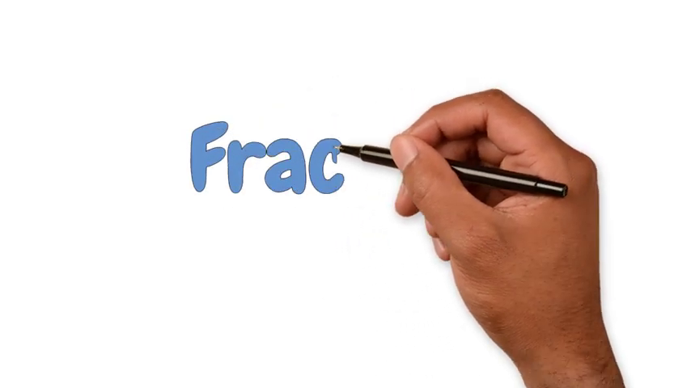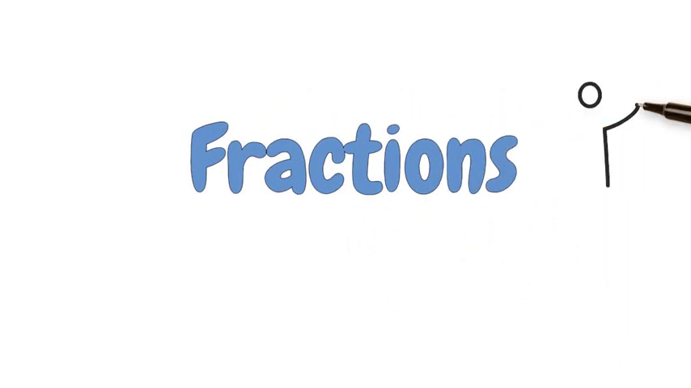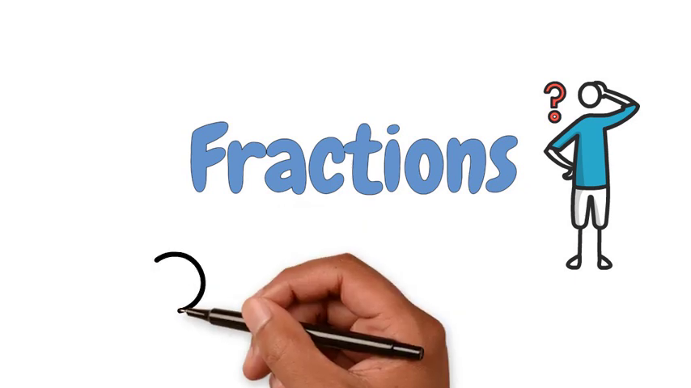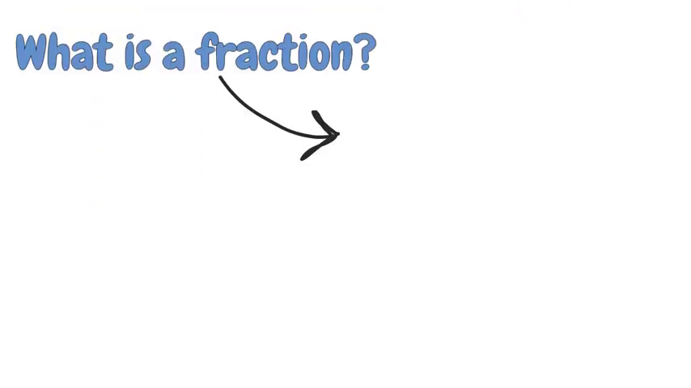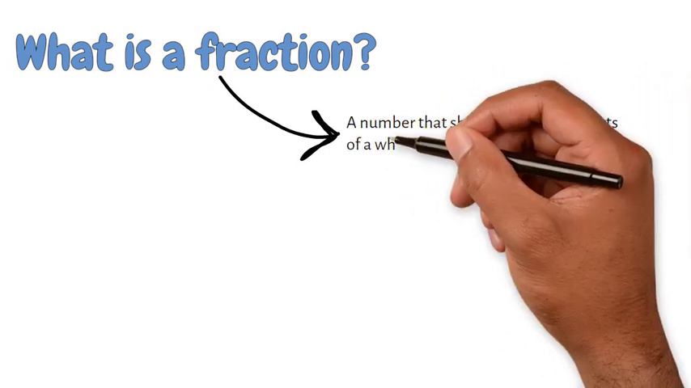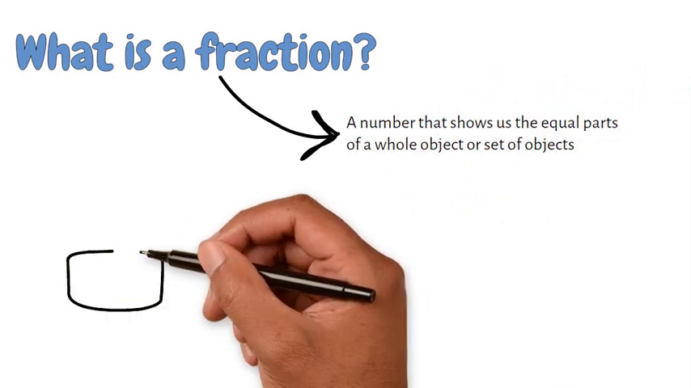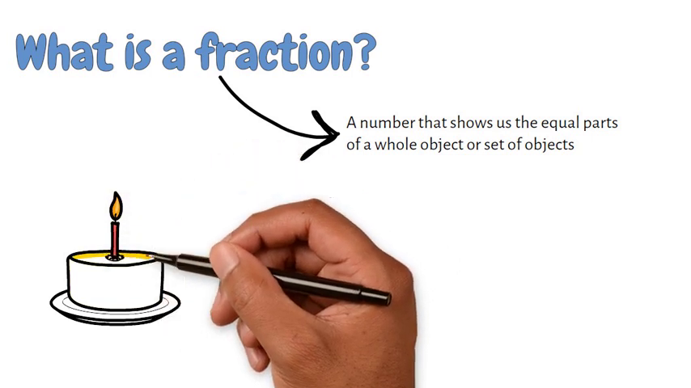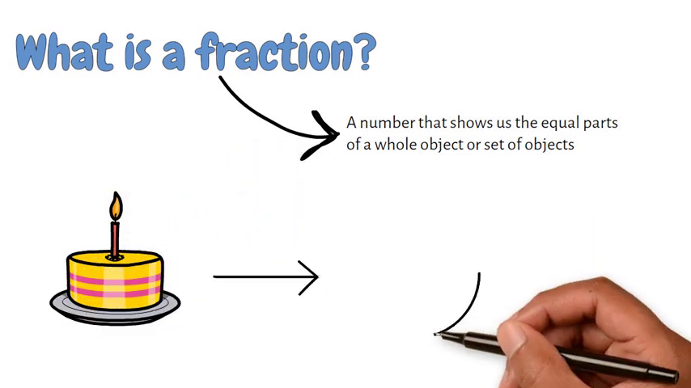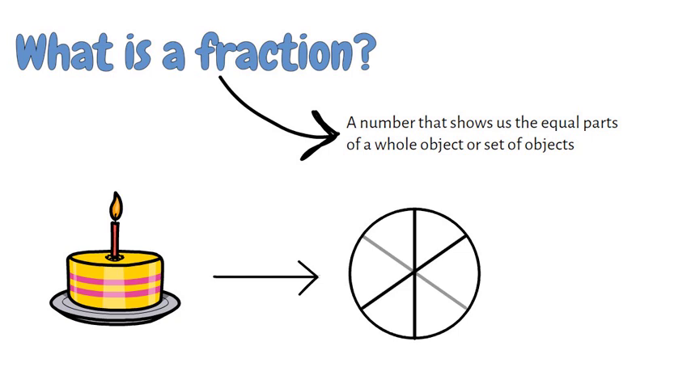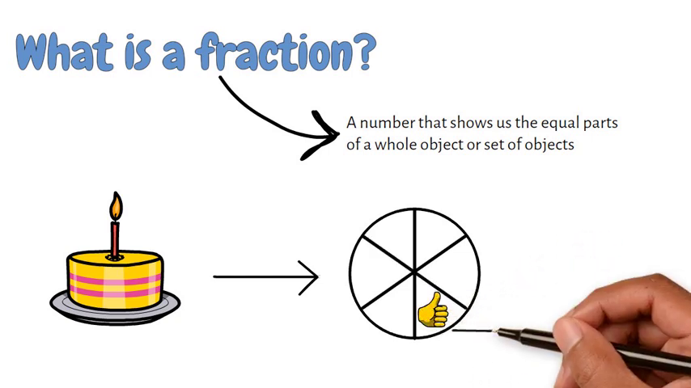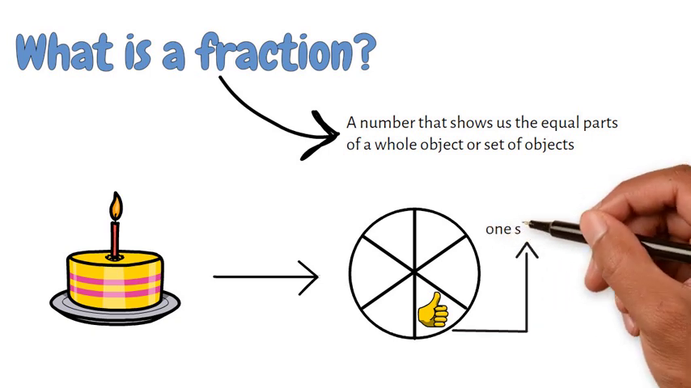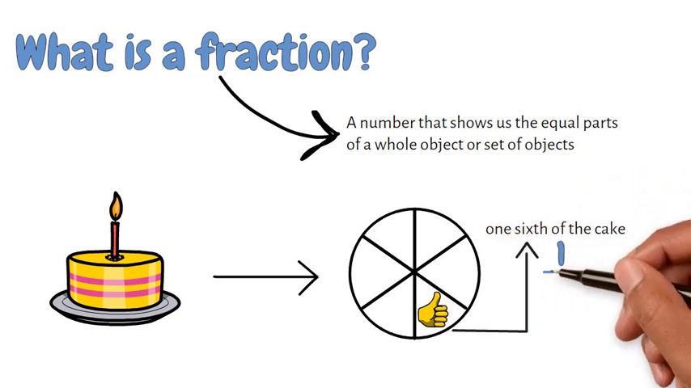In this video, you will be learning about what a fraction is, as well as the different components of a fraction. A fraction is a number that shows us the equal parts of a whole object or set of objects. An example of this would be if we have a cake, and it is divided into 6 equal parts. If I decide to select one of those pieces, then I would have selected one of the 6 slices, or 1/6 of the cake, which is written as 1/6.